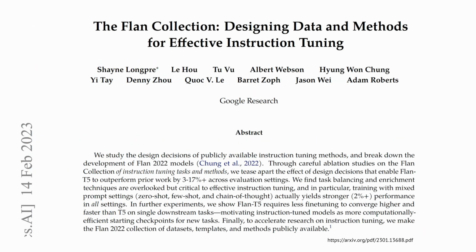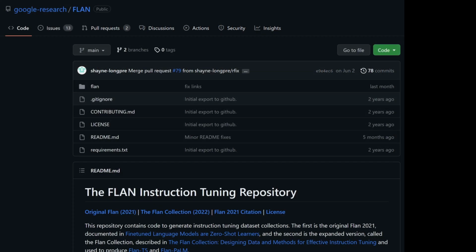If you are not familiar, the Flan collection 2022 was published February 14, 2023, and they explain in detail what they did. Great, amazing paper. What we focus on: if we use this training dataset, we outperform our work by 3 to 17 percent across evaluation settings. So we can get better results for our model.